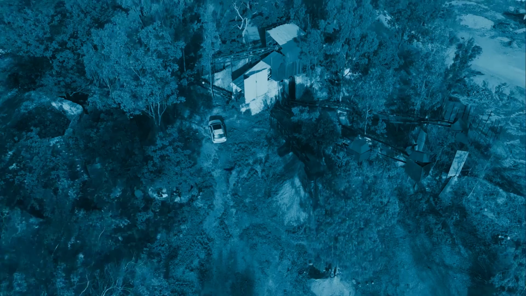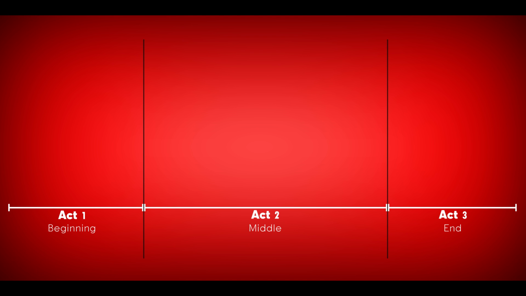Today we are talking about the three-act structure in a film. The three-act structure is a model of screenwriting. Here you have three different parts: Act 1, Act 2 and Act 3. To better understand, these are like the beginning, middle and the end.